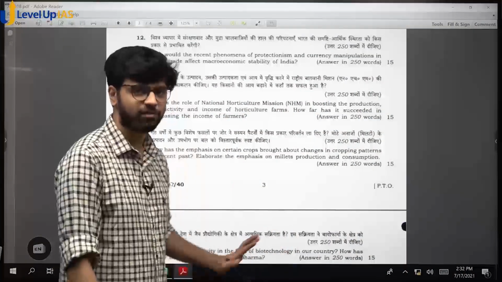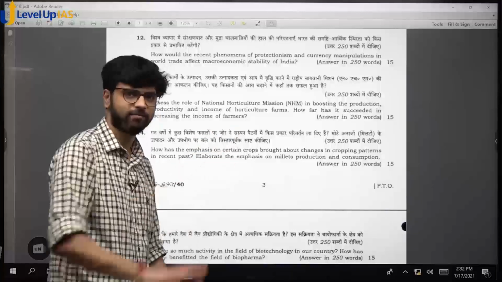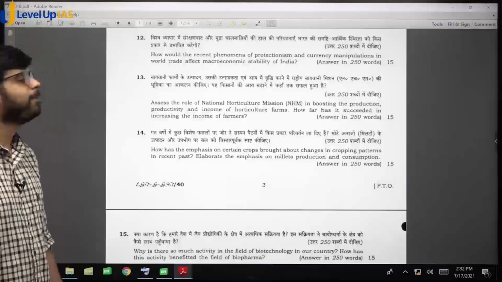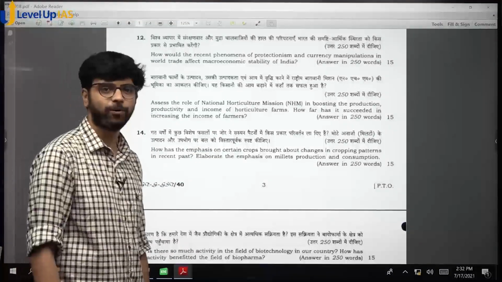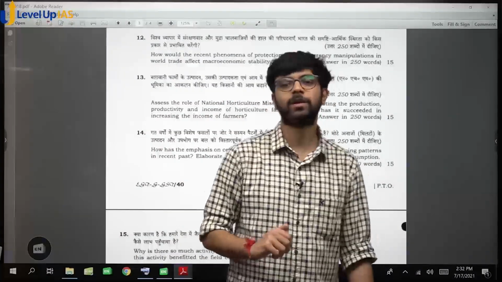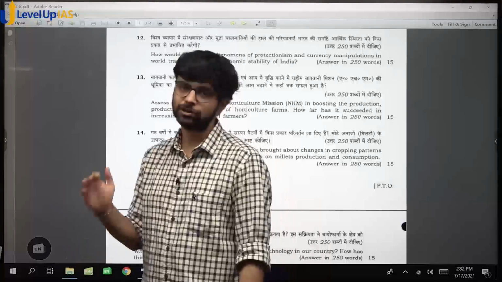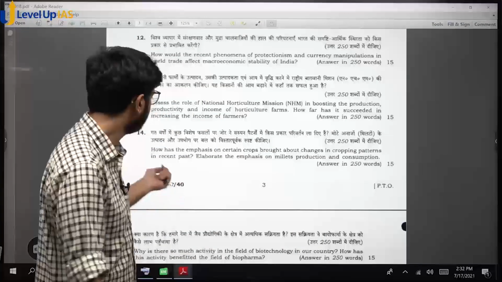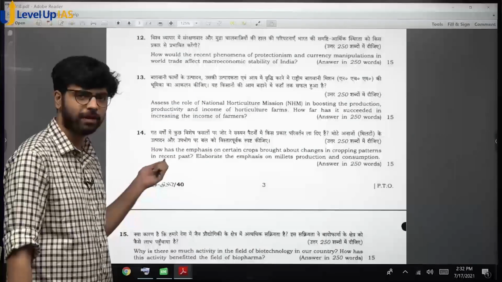Half the question can be addressed from that editorial, half from some other means. I remembered I had read that editorial and made notes. That editorial had an example of Odisha, that soyabean planting is increasing in Odisha, which is actually helping the farmers. So you can give that example here, because the first part is very broad.